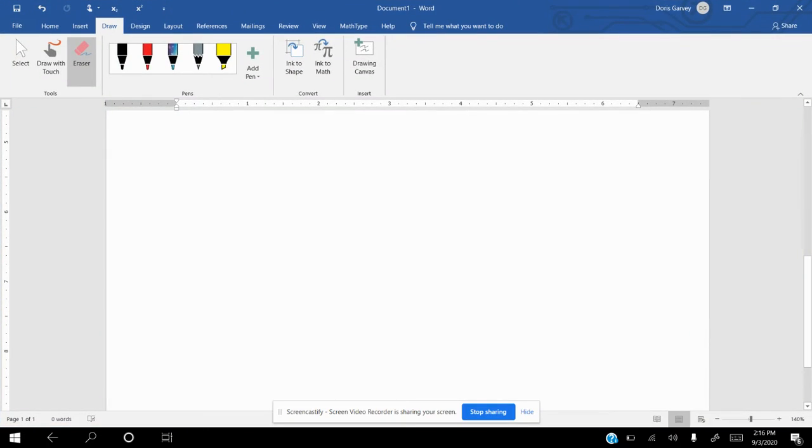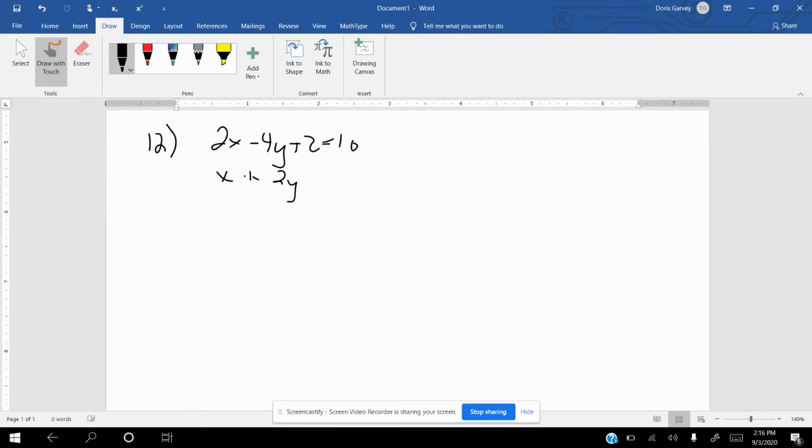Right, so I'm going to work through this problem, number 12. I'll do that one first. So 2x minus 4y plus z equals 10, and x plus 2y minus z equals 1, and negative x minus 3y plus 2z equals 0.